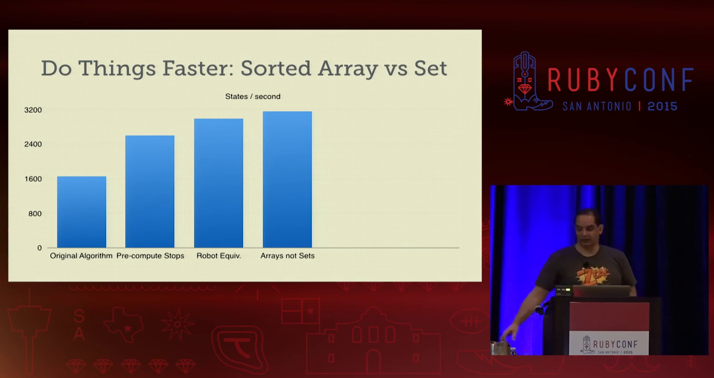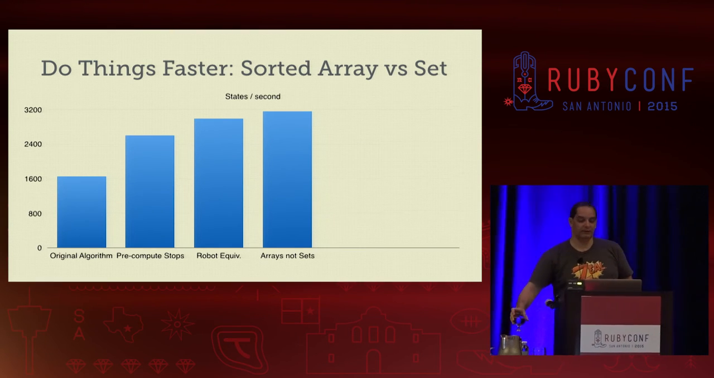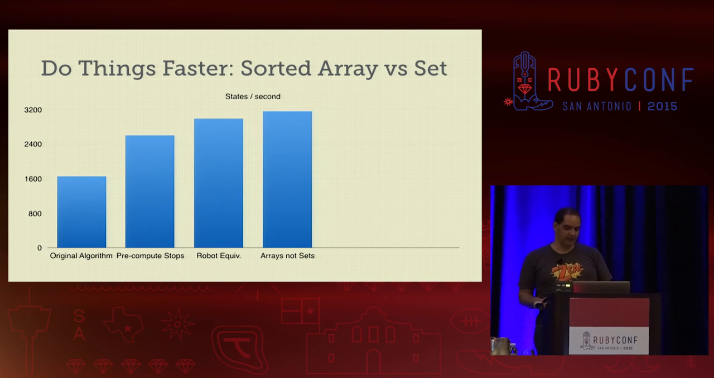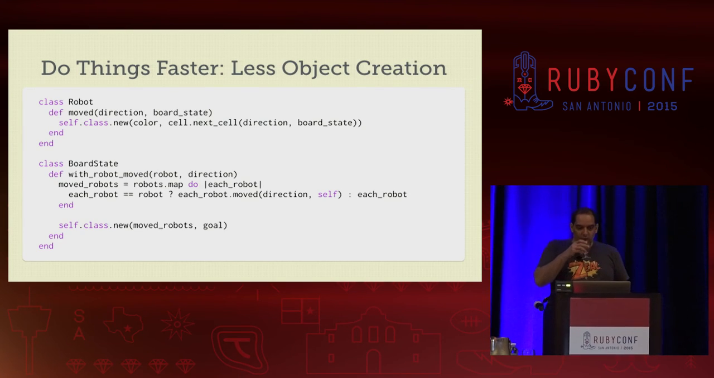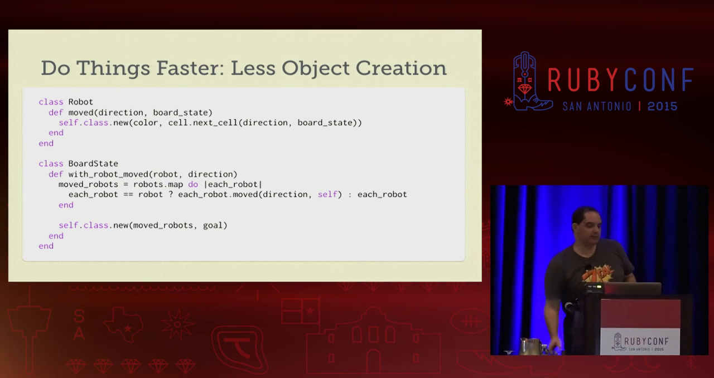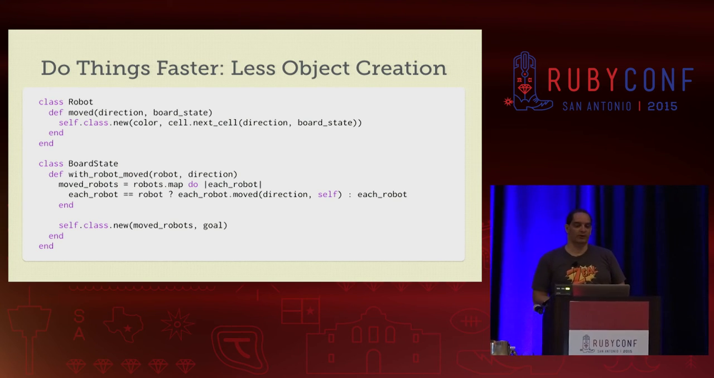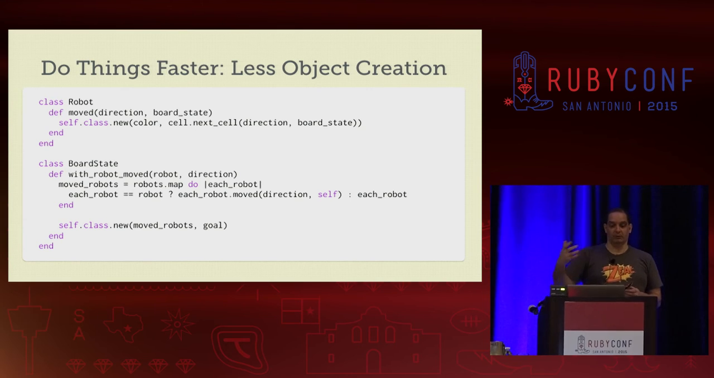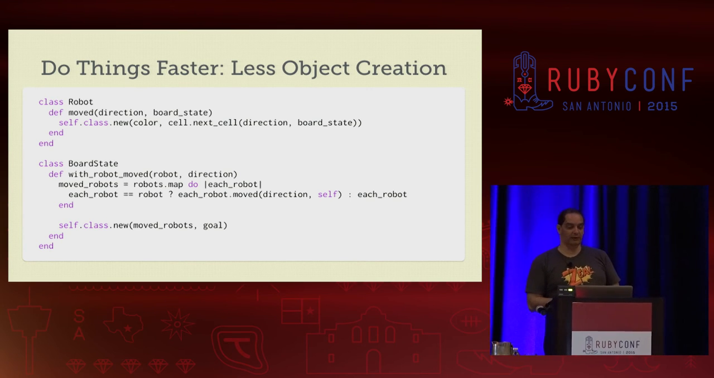The next thing the profiler told me was that I was creating a lot of objects I didn't need to create. So in here, at the bottom, there's a method called with_robot_moved on board state that returns a new board state with that robot moved in a given direction. And then I can ask a robot to move itself to a new location. This is very functional style code, because I needed to be making copies of all the states because I needed to keep the old ones around to consider them.